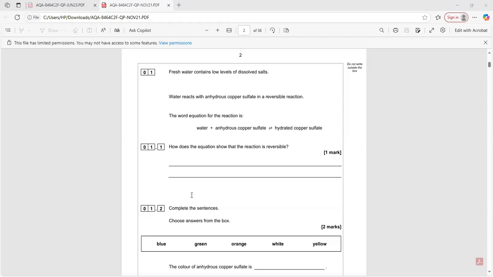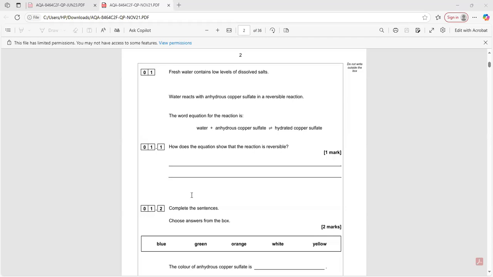All right, the next question is, how does the equation show that the reaction is reversible? Well, a reversible reaction simply is one where the reactants can come together to form the product, and then the product can decompose or break down to give you back the reactants. So that's how the equation is reversible.